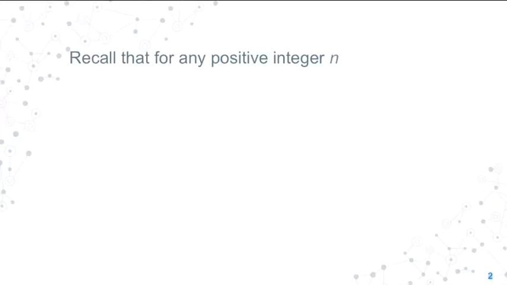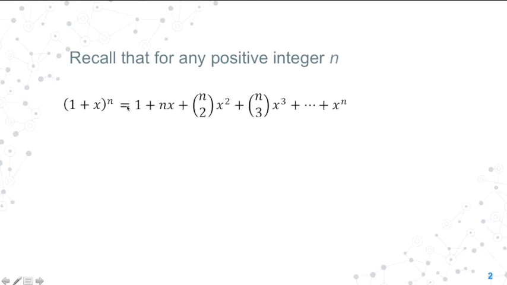Now, for us to understand the existence of this concept, let's try to recall first the binomial theorem that we learned, that is for any positive integer n, specifically 1 plus x to the power of n, where n is a positive integer. So the expansion, as we know, will be like this: 1 plus nx plus combination of n taken 2 x squared plus combination of n taken 3 x cubed up to the last term x to the power of n.